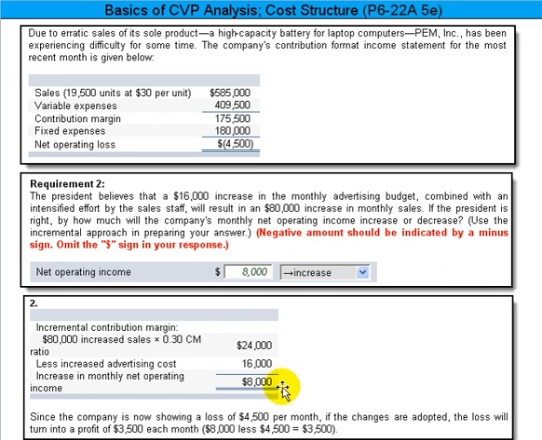Okay, now if the company is now showing a loss of $4,500 per month, then the 8,000 profit less the 4,500 loss, so we would wind up with a 3,500 profit.